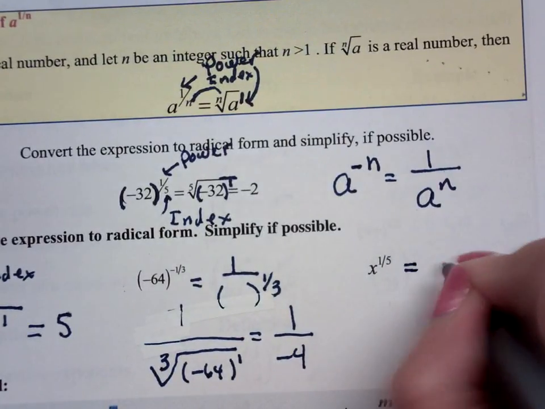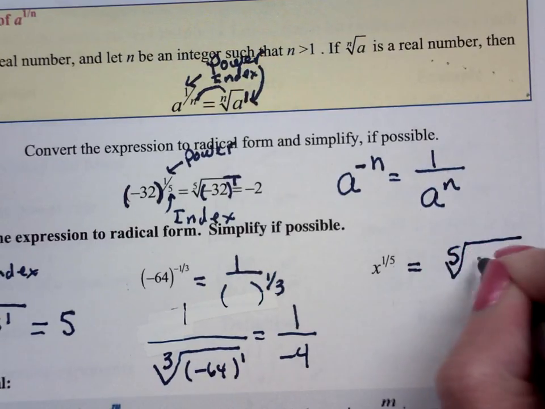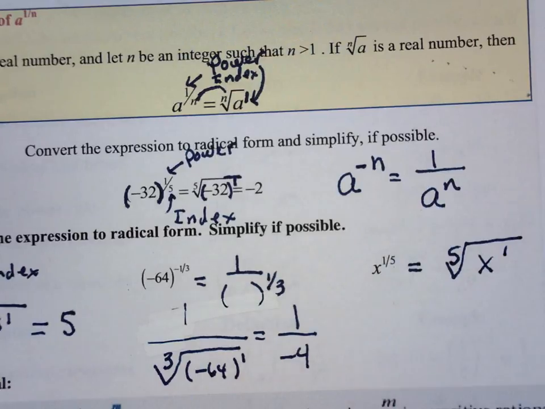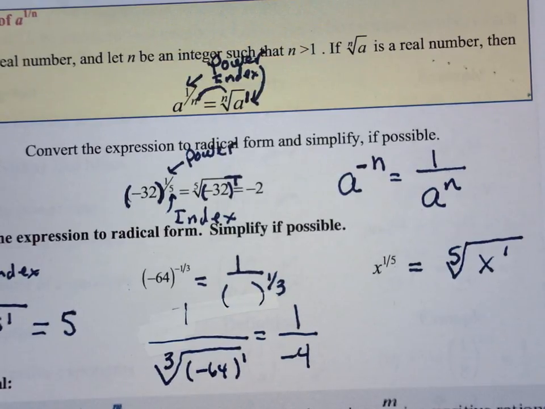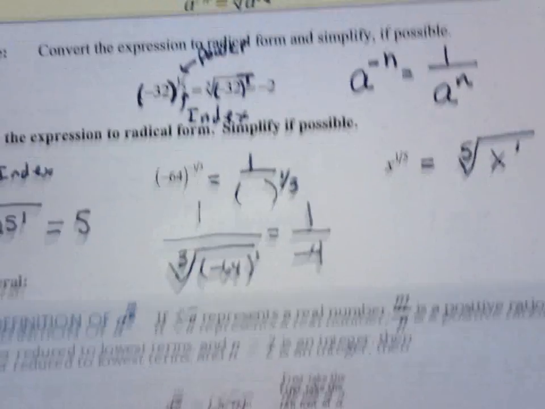Now, the denominator is 5, so this is the fifth root of x to the 1. Sometimes we move back and forth between radicals and fractional exponents. By the way, most of the time we're going the other direction. We are taking it from radical form to fractional exponent form because it's much easier to work with as a number.